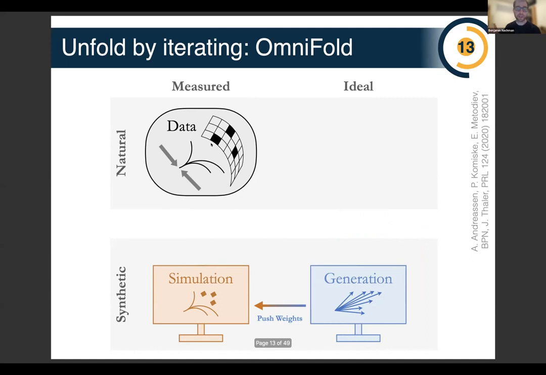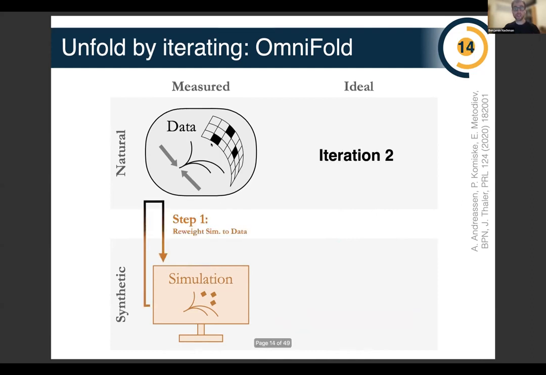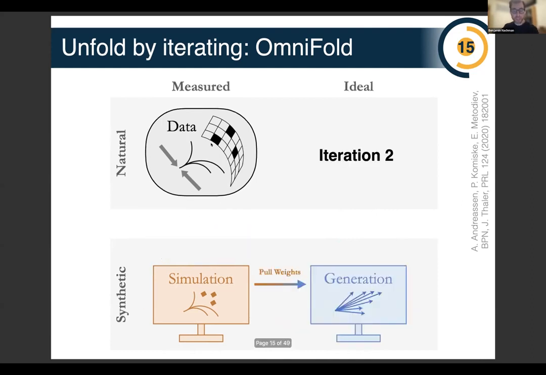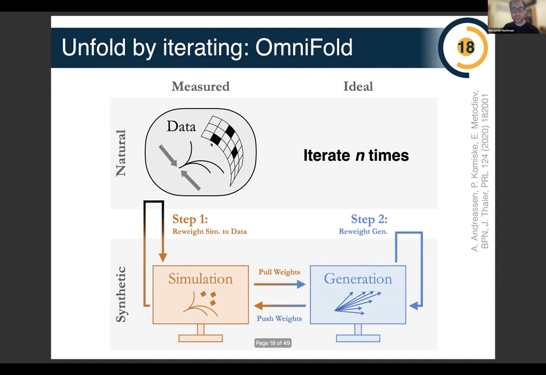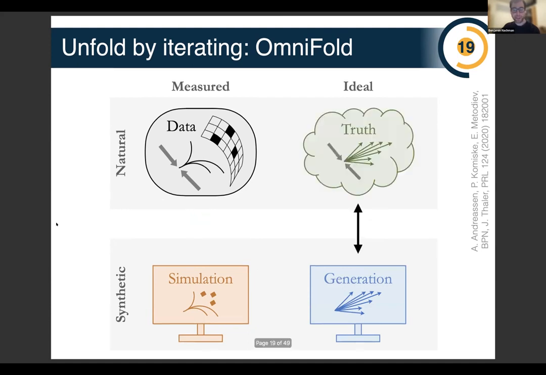OmniFold is iterative, so we can once again use the mapping, or the connection, between particle level and detector level, use those weights to get a new detector level simulation and repeat the whole procedure multiple times. So that gives you a second iteration. You can repeat it n times, like other iterative unfolding techniques. Okay, so that's how OmniFold works, and the result is that we have a particle level simulation with a bunch of weights. We can then use that to construct histograms or other statistics.